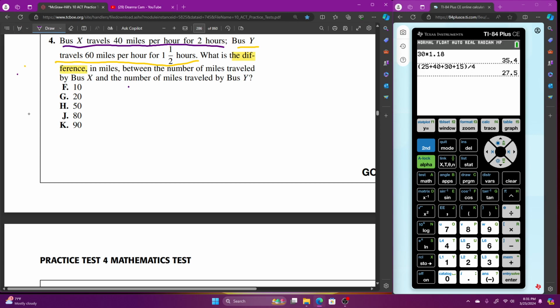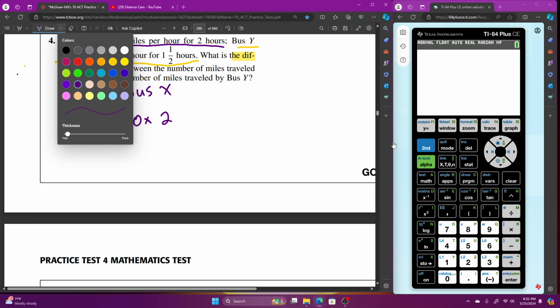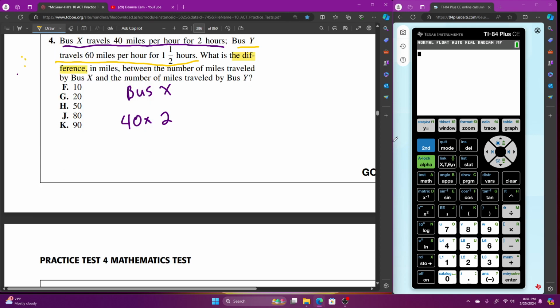Let's find out what bus X is doing. 40 miles per hour for 2 hours. What do you do with those 2 numbers? We're going to multiply them. And that's going to tell us how much bus X goes. And then we're going to take bus Y.